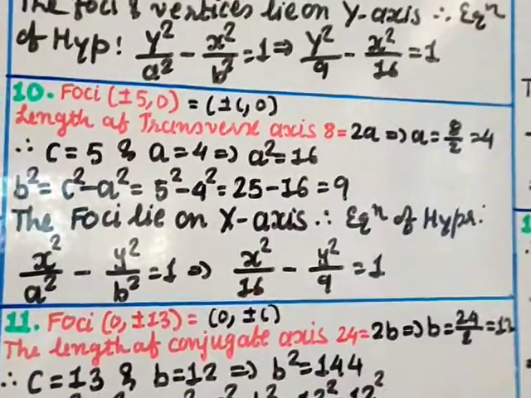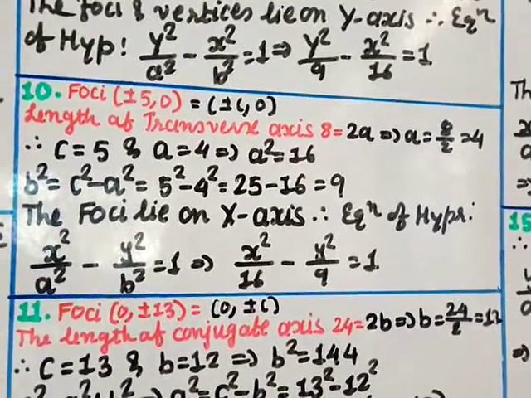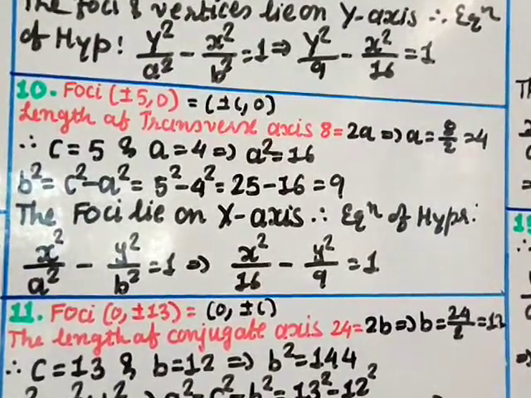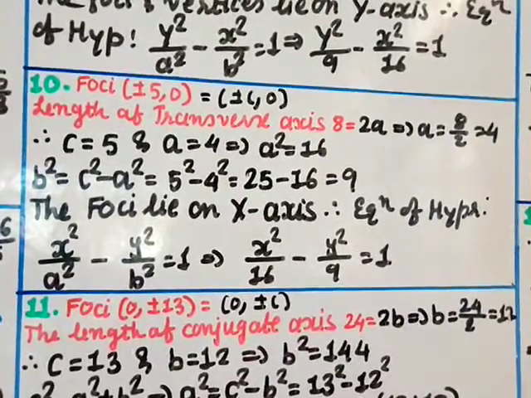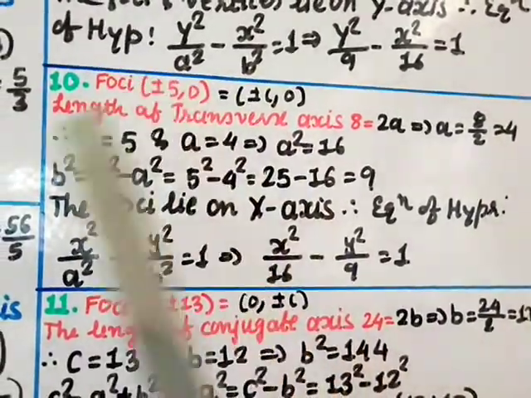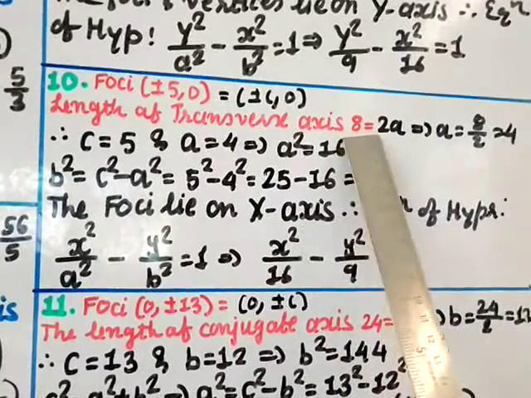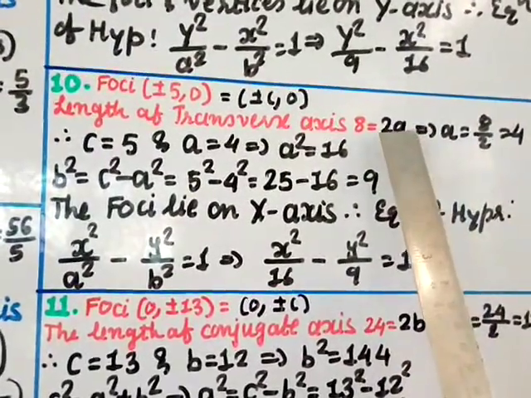Question number 10. Foci plus or minus 5, 0, and the length of the transverse axis is equal to 8. The foci in standard form are plus or minus c, 0. That means the c value is 5. The length of the transverse axis is 8 and by definition it is 2a.